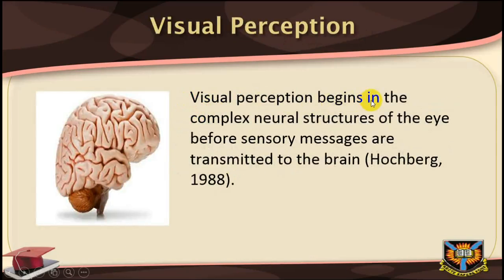Visual perception begins in the complex neural structures of the eye before sensory images are transmitted to the brain (Ochberg, 1988). The distinction between sensation and perception, then, is largely an arbitrary one, but it makes our discussion of information processing by the sense organs and brain easier to understand.